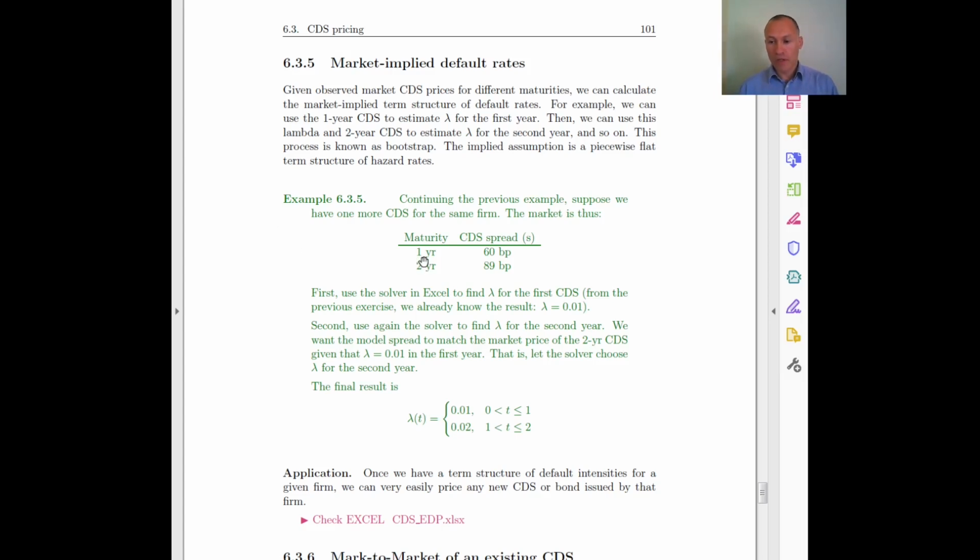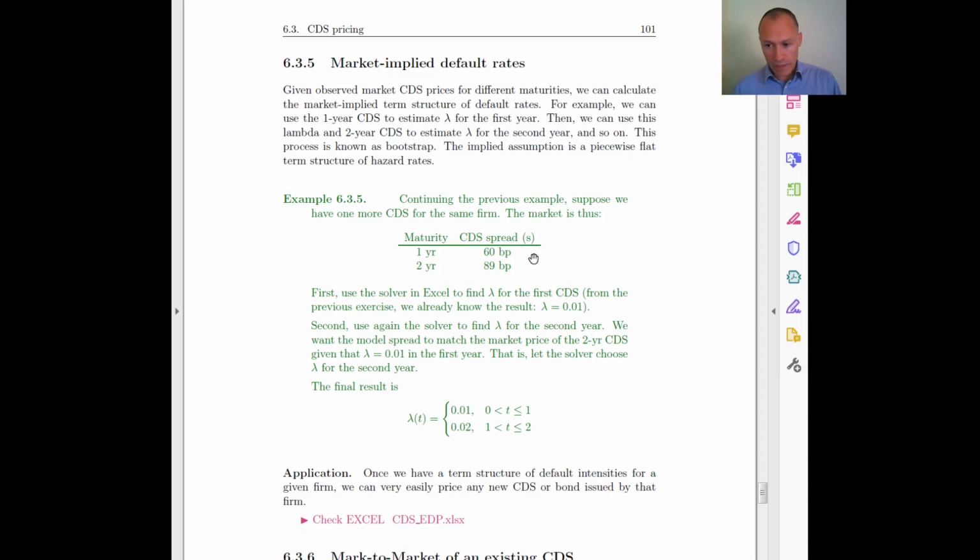Okay, so for example, suppose I have these two CDS contracts trading on the market. A one-year CDS is trading at 60 basis points, which is the CDS we just saw in the previous example. And I also now have a second CDS for 2 years trading at 89 basis points. So I'm going to use the first CDS to estimate the default probability over 1 year, or more precisely the default intensity, the lambda, over 1 year. This is the previous example, so I already know what I should get from that. I should get the number I used in the previous example, which is 0.01.